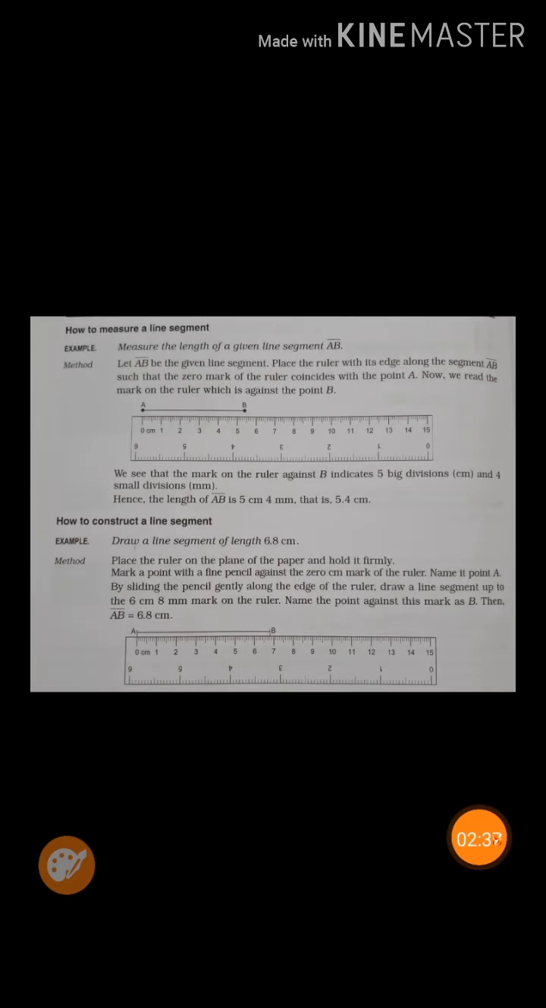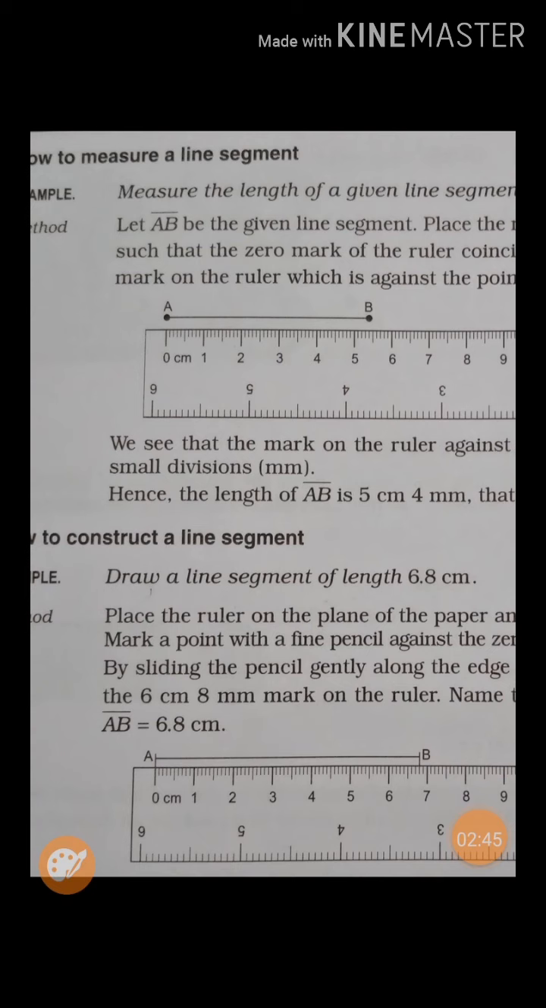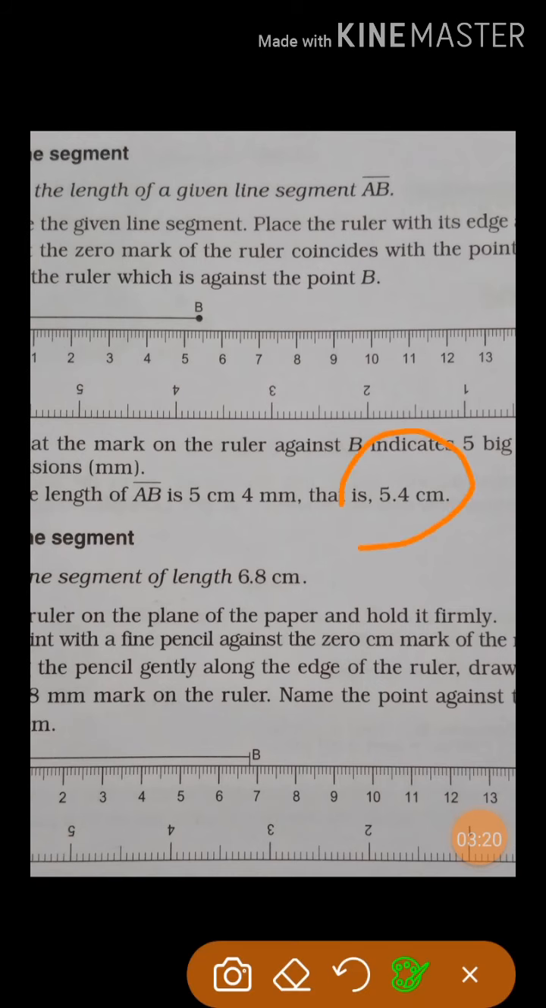Then see how to measure a line segment. If the line segment AB is given, we first place the edge of our ruler along AB, in such a way that point A coincides with 0 of the ruler. Then see where point B is coinciding. After 5 there are small divisions. The fourth division is coinciding with B. So we can say the length of AB is 5.4 centimeters. These small divisions are millimeters and these big divisions are centimeters.